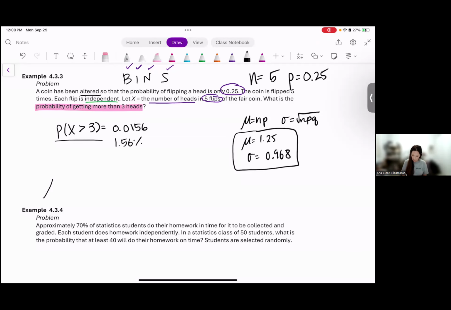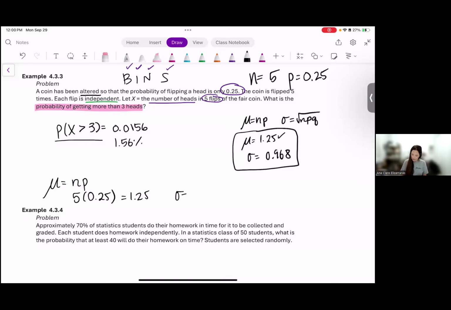The formula for the mean of a binomial distribution is found by taking the number of trials times the probability. And so for our situation, that is 5 by 0.25. So 5 times 0.25 is in fact 1.25. That does verify what we were given.